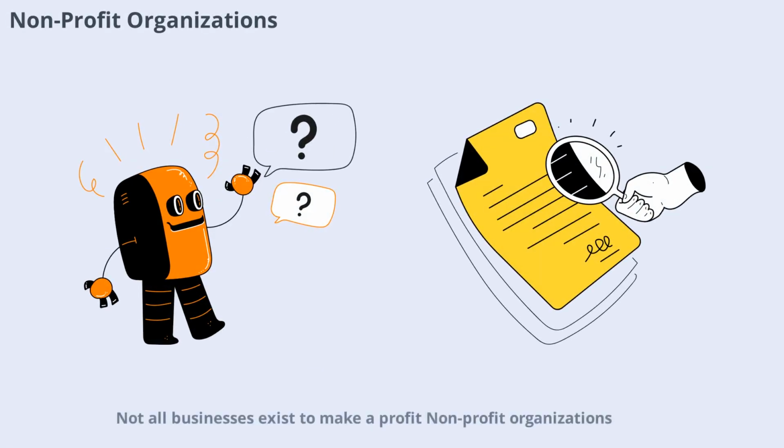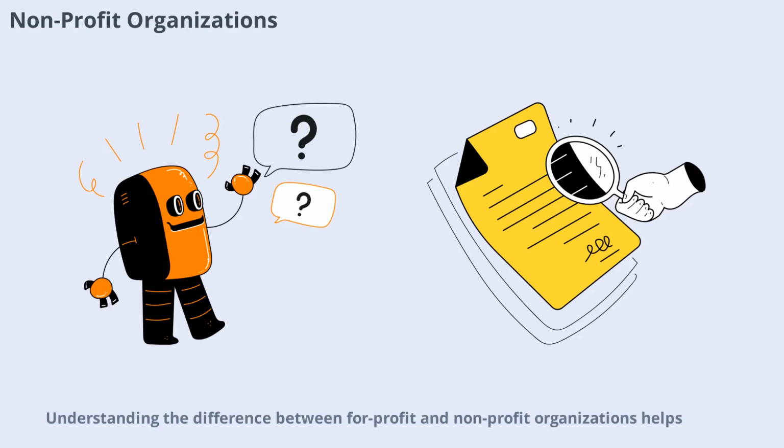Not all businesses exist to make a profit. Nonprofit organizations, like the Red Cross or your local library, provide valuable services to the community without seeking profit. They often rely on donations, grants, or government support. Their main goal is to serve the public good, whether that's offering shelter, education, or health services.